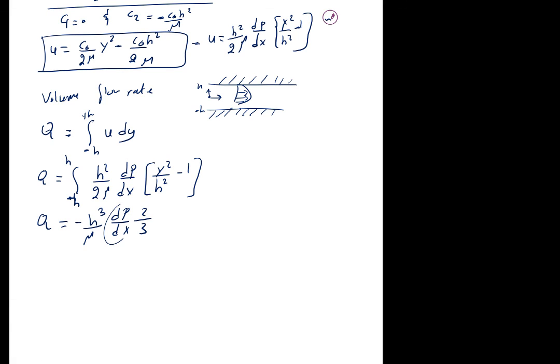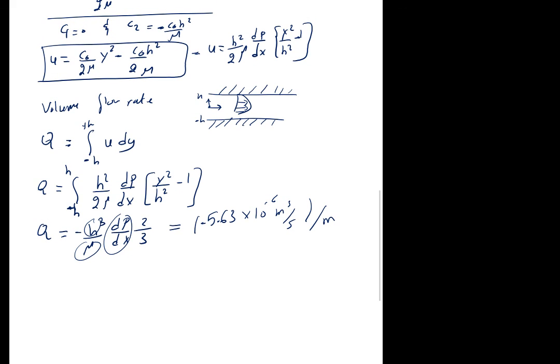If we replace our dp/dx, which is given as 1.25 times 10 to the 3 newtons per meter cubed, and we are given mu at 50 newton second per meter squared, and we're given our height at 1.5 millimeter, my flow rate will be minus 5.63 times 10 to the minus 6 meter cubed per second per meter. This is the end of the problem.